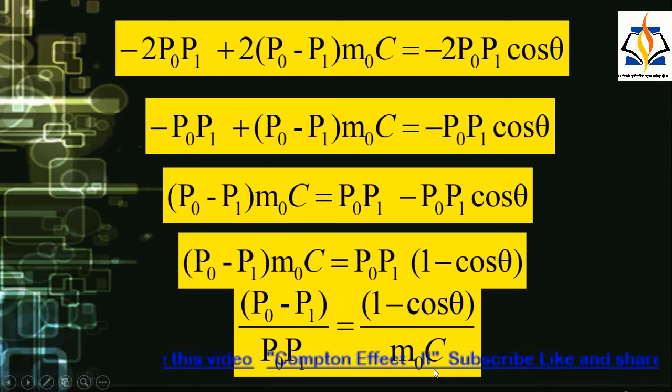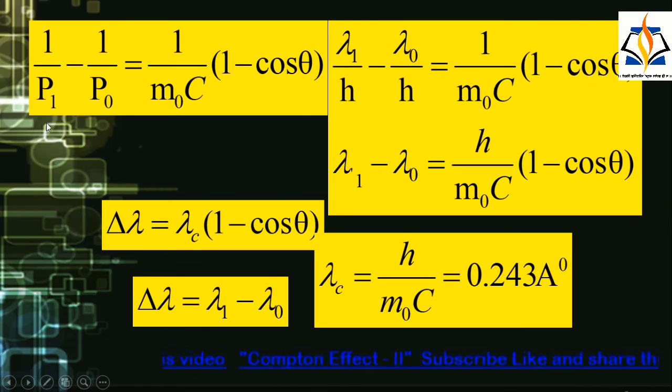Now m0 c is taken into the denominator of the second term, and p0 p1 is taken into the denominator of this term. So finally we obtain 1 upon p1 minus 1 upon p0 is equal to 1 upon m0 c (1 minus cos theta). With 1 upon p being lambda upon h, we get lambda 1 upon h minus lambda 0 upon h is equal to 1 upon m0 c (1 minus cos theta). So lambda 1 minus lambda 0 is equal to h upon m0 c (1 minus cos theta). Now this lambda 1 minus lambda 0 is equal to delta lambda. This delta lambda is the Compton shift, and this h upon m0 c is equal to lambda C. This lambda C is the Compton wavelength.